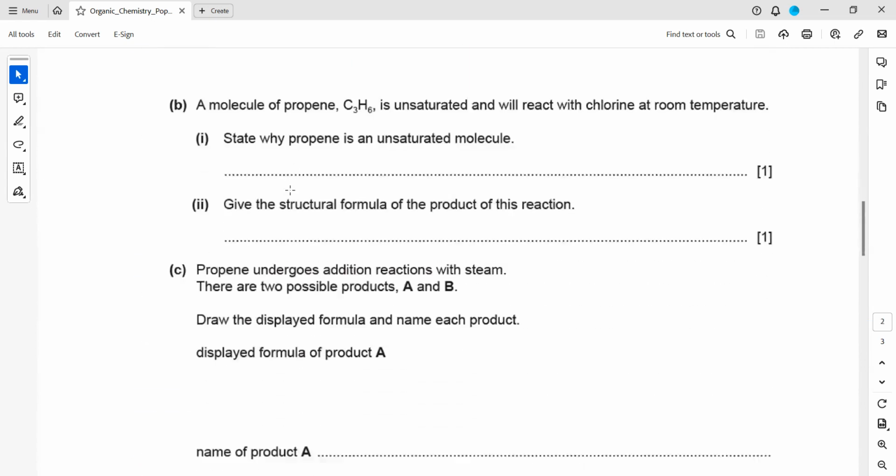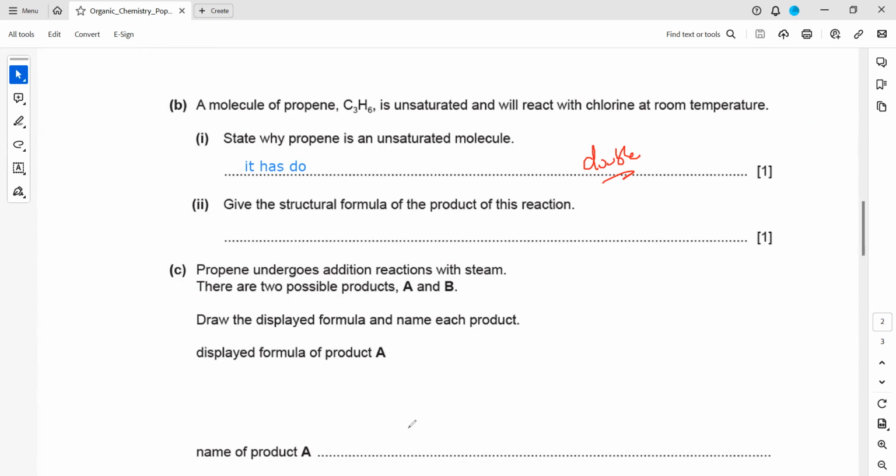A molecule of propene, which is C3H6, is unsaturated and it will react with chlorine at room temperature. State why propene is unsaturated. The reason is that it has a double bond, or it contains a double bond, rather than only single bonds in the structure.